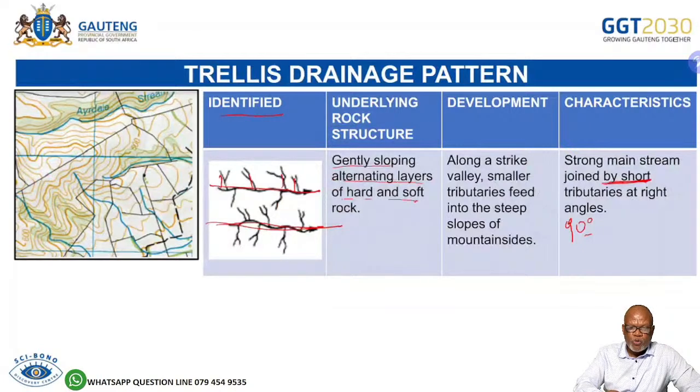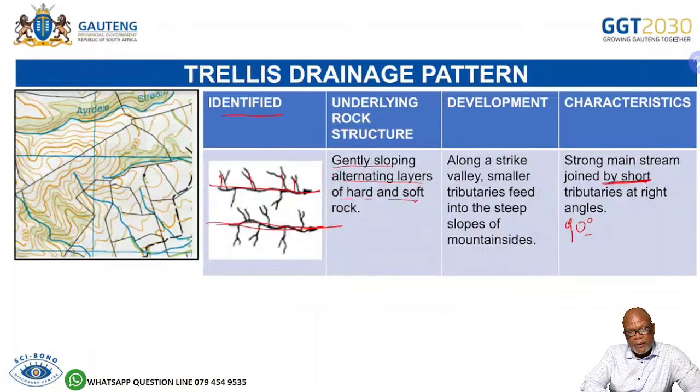So, with your trellis pattern, the rocks must have alternating soft rocks and hard rocks. Where you have soft rock, you are going to get valleys. Where you have hard rocks, you're going to have your spurs.